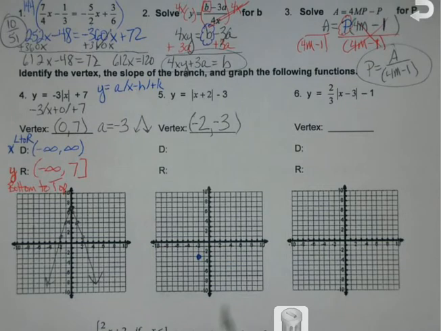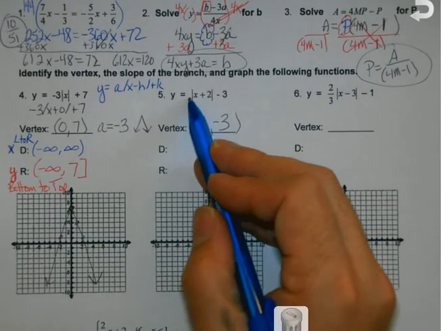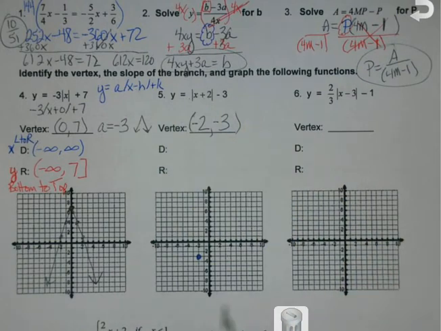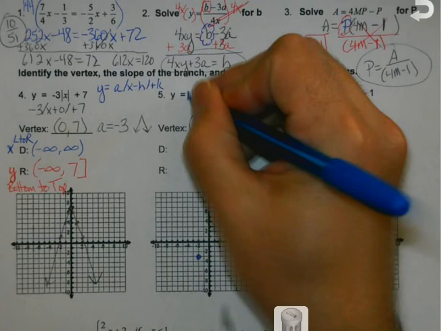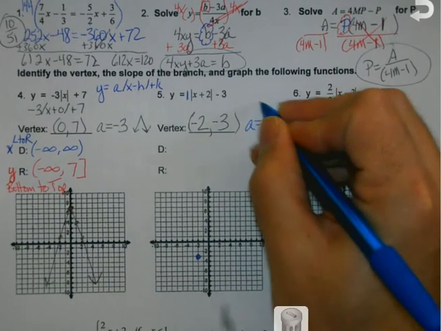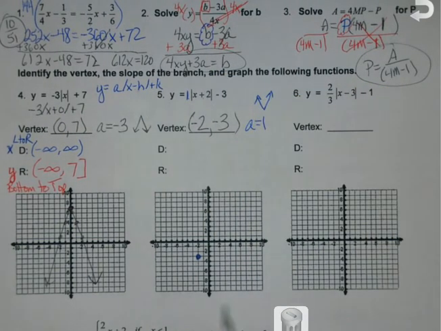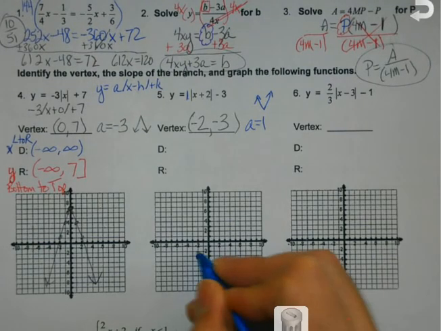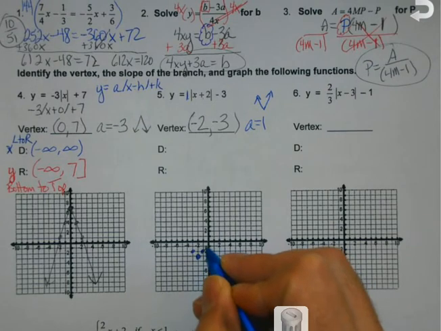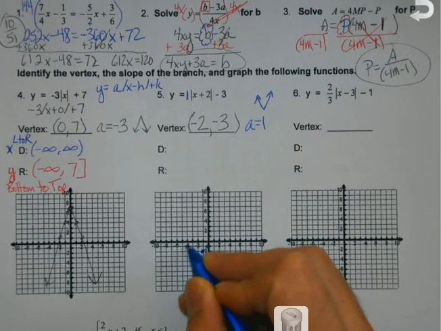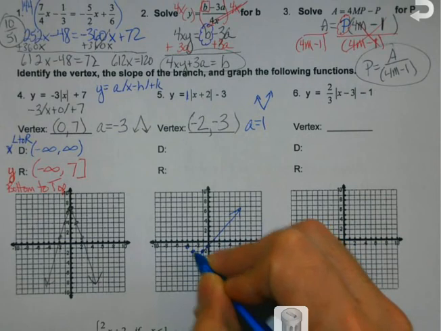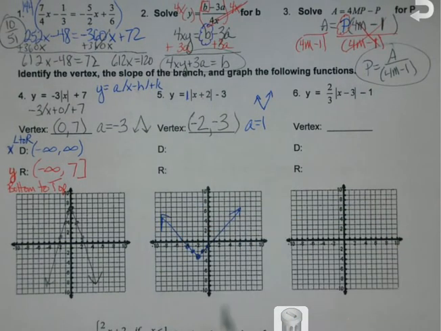Now, my slope, my a value, I don't see any number in front of my absolute value, so what number is supposed to be there? All right, somebody hopefully has shouted 1 at this point. So 1 means we're opening upward. So from here I go up 1 and over 1, and I do it both directions, and then I go up 1 and over 1 both directions one more time. Connect the dots. Absolute value graphs always look like V's. Okay, never will they look like a straight line.